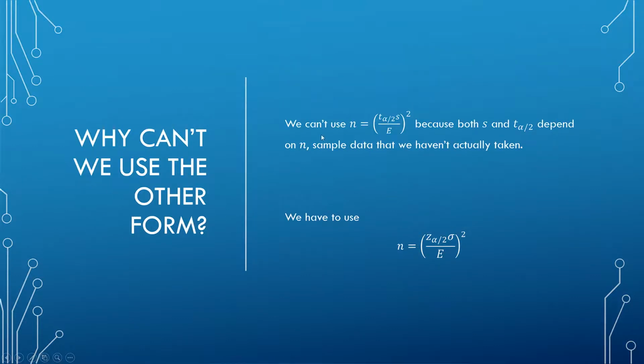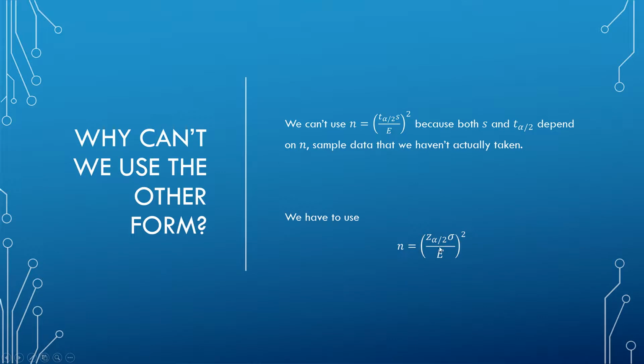And if you're really on your toes, you might be saying, well, why don't we use the t stuff? Why don't we use the other equation? Well, we can't. I'm sorry, we just can't use this one. That's because s and the t value depends on your sample size, which we are trying to find. So it's recursive. We can't actually solve for it using this equation. We have to use this one.